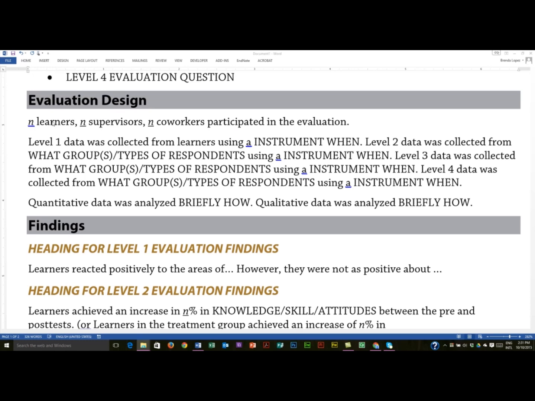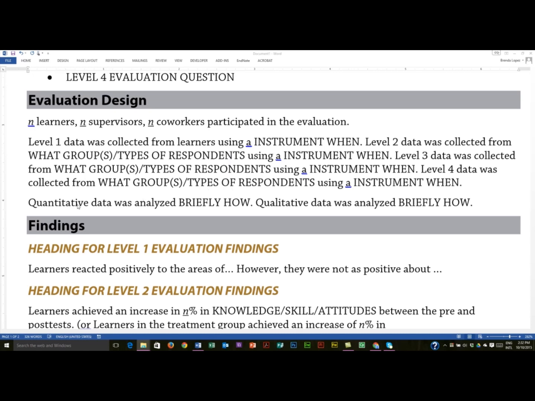In level 1 and level 2, you gather data from the learners, but maybe in level 3, you also sent a survey to the supervisors or coworkers or whatever. So you include those numbers there, or the placeholders. Then you indicate how you collected the data for each of the levels. And this would be simply, it was collected from whom, using what instrument, and when, and so on and so forth for each of the levels. Just maybe one sentence, if you can, describing each.